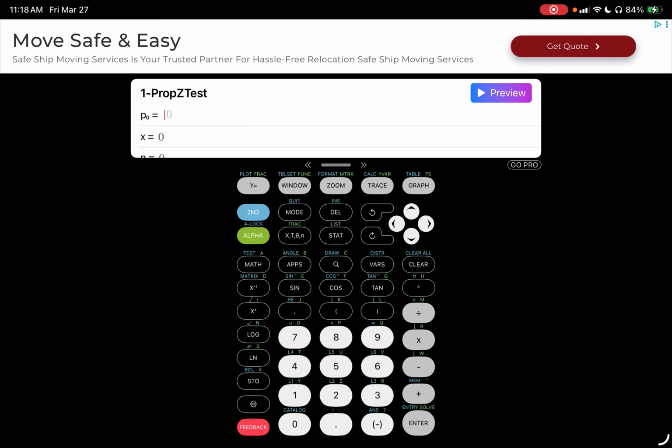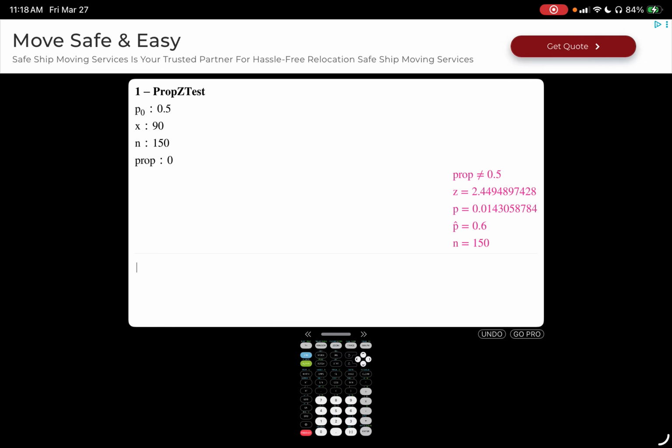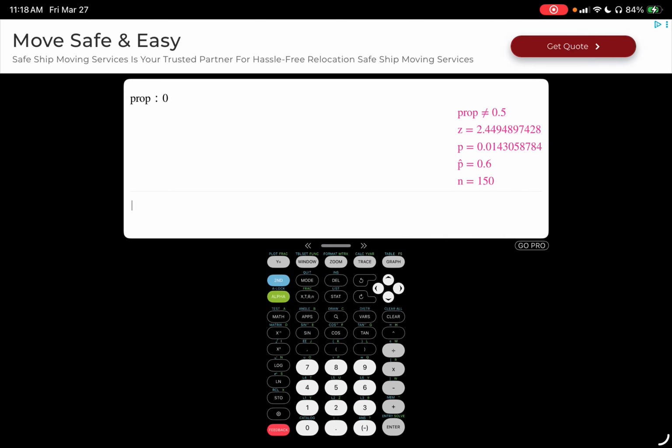For number 2, our null was 0.5. Our successes were 90 and our trials were 150. Then you would do not equal to. You can color it because you can have it drawn. I just want to calculate. And then it will give you all of your information here. Let's see if I can, yeah, there we go. So you can see here your z-score, your p-value, everything there that you would need. They should all be the same.